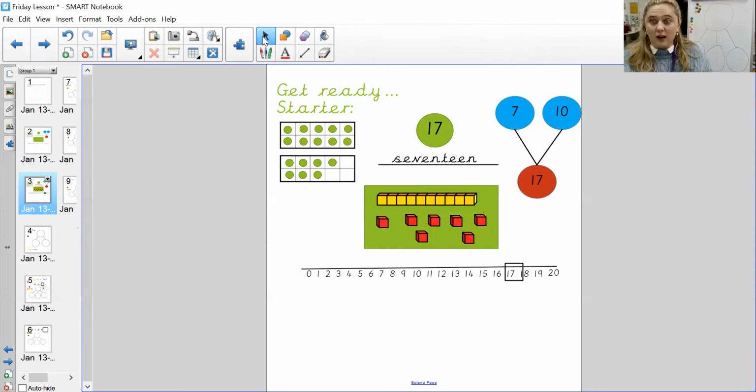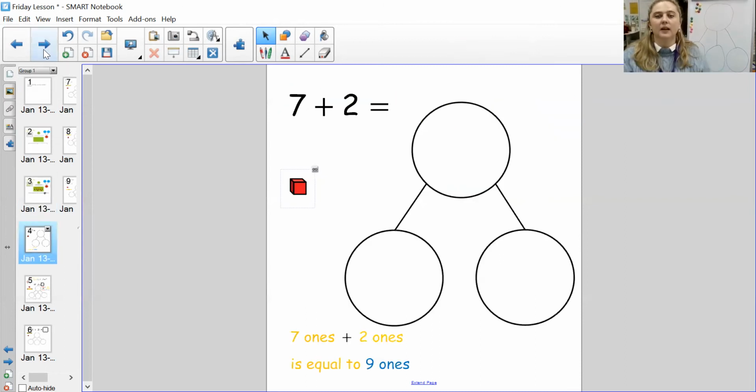I'd like you to post it on Tapestry so I can see how you did, and hopefully we're going to get quicker and quicker at this. We're going to do it lots and lots. Now today we're adding using number bonds. So here's our first question.